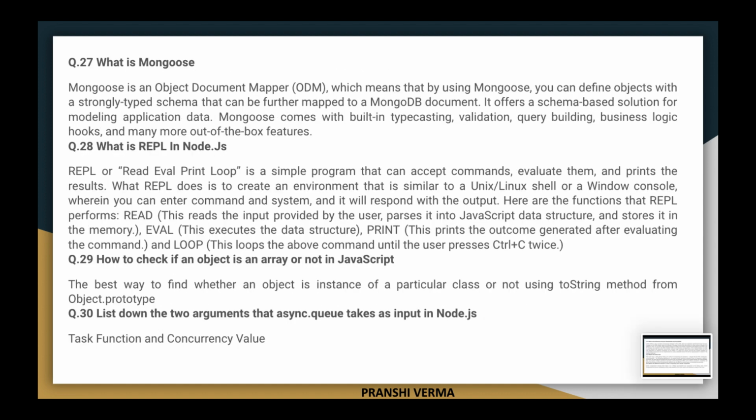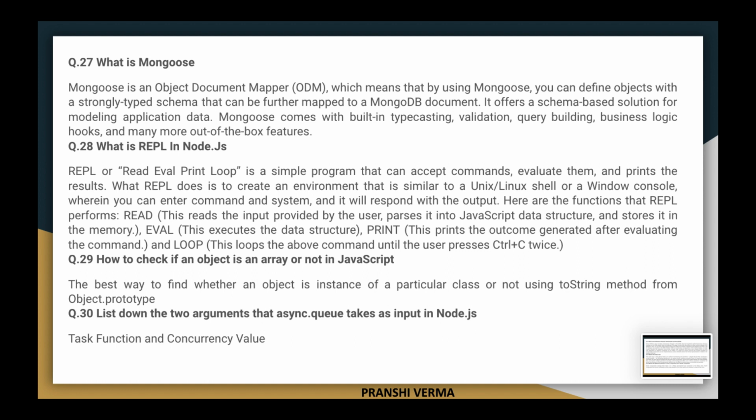Next question, what is Mongoose? Answer, Mongoose is a popular object document mapping (ODM) library for MongoDB and Node.js. It provides a simple, yet powerful way to interact with MongoDB databases by providing a schema-based solution for modeling application data. With Mongoose, developers can define their data schema, create models, and interact with MongoDB databases using a high-level API.